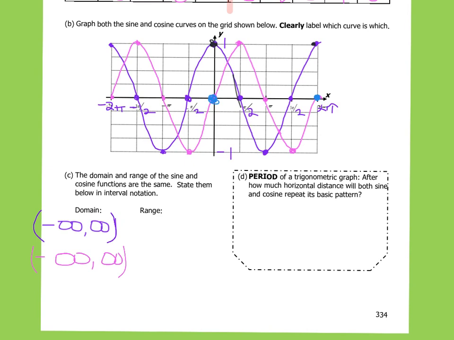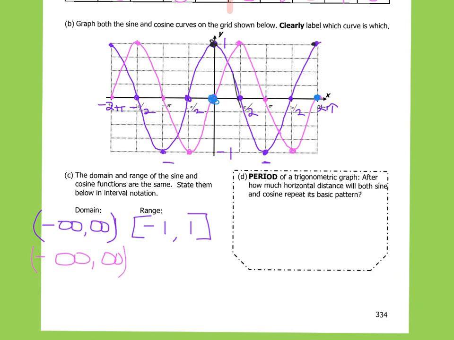Now, the range. If we're looking at the cosine, the purple one, going from bottom to top, do you agree that the lowest point is negative 1? Here and here, they're negative 1, but anywhere on the graph, it's not going to go lower, and it includes the negative 1. So I'm going to do a hard bracket, and the highest point is a 1.